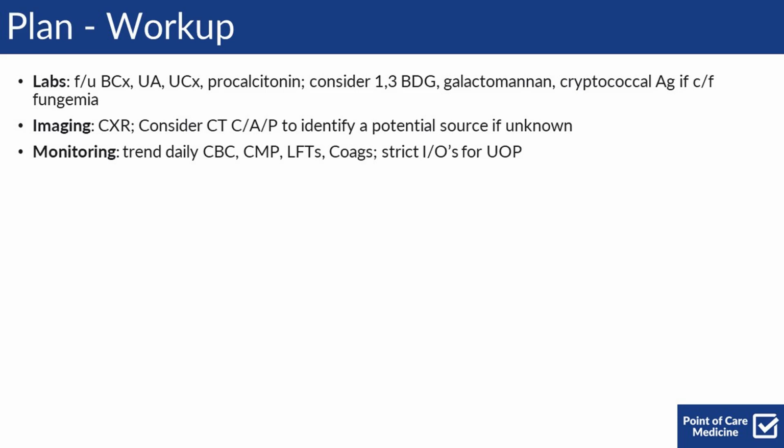For your plan for working up the patient, for labs, you should follow up the infectious workup that you send off, including a procalcitonin, and consider sending off fungal markers like 1,3-beta-D-glucan, galactomannan, or a cryptococcal antigen if you have concern that the patient might have fungemia and is at risk. For your imaging, start with a chest x-ray, but you should consider getting cross-sectional imaging with a CT chest, abdomen, pelvis to identify a potential source if you're not sure what's happening. You should be monitoring daily CBCs, CMPs, coags, and have strict I's and O's to monitor the patient's urine output.